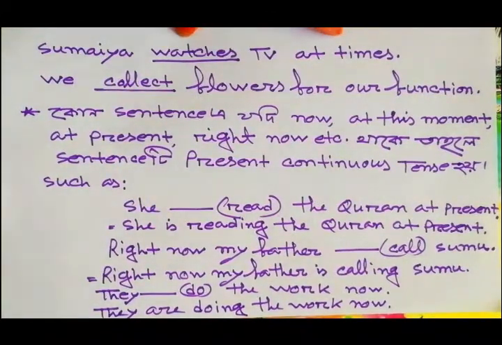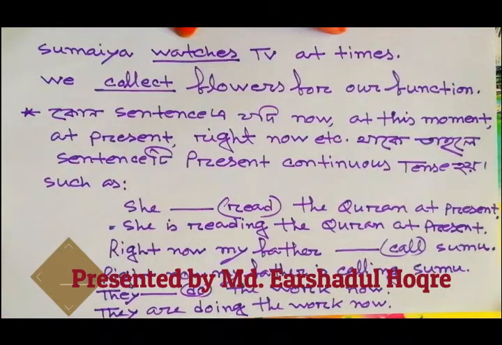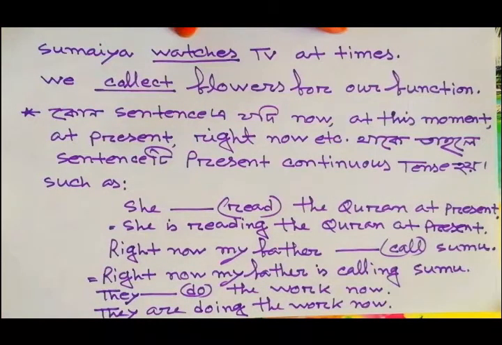My dear students, please listen to me. The second rule about right form of verb. I have written, if you find in any sentence now, at this moment, at present, right now, etc., the sentence will be present continuous tense. Please listen to me again. If you find in any sentence now, at this moment, at present, right now, etc., the sentence will be present continuous tense. So when you rewrite the verb, you will follow the structure of present continuous tense. We know the structure of present continuous is subject plus am/is/are plus verb with ing plus extension.